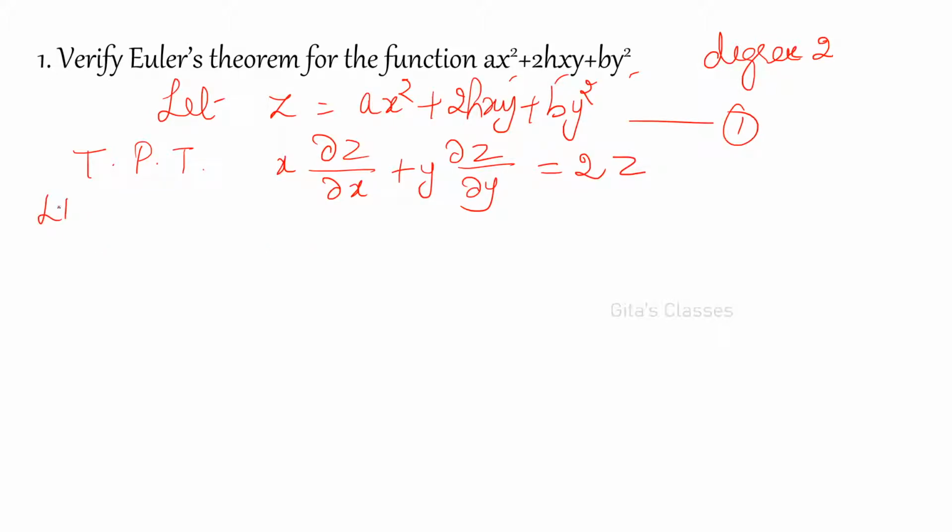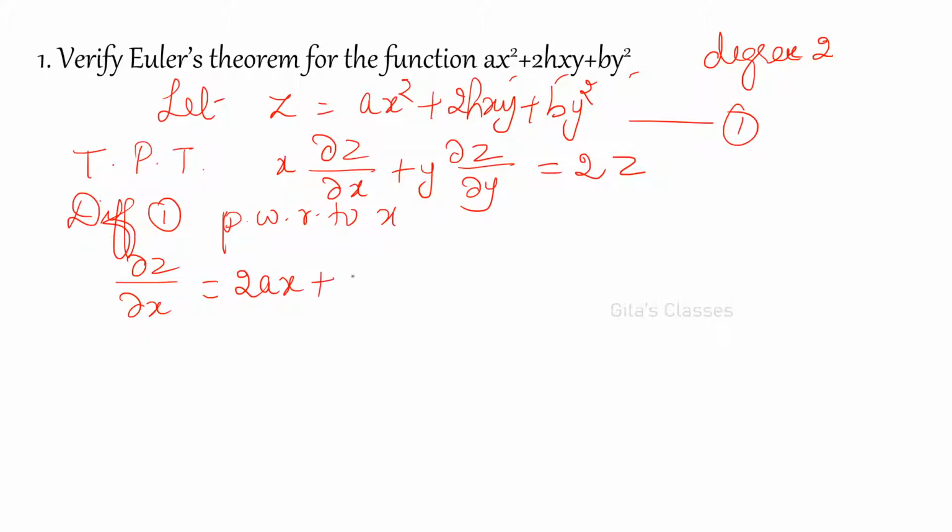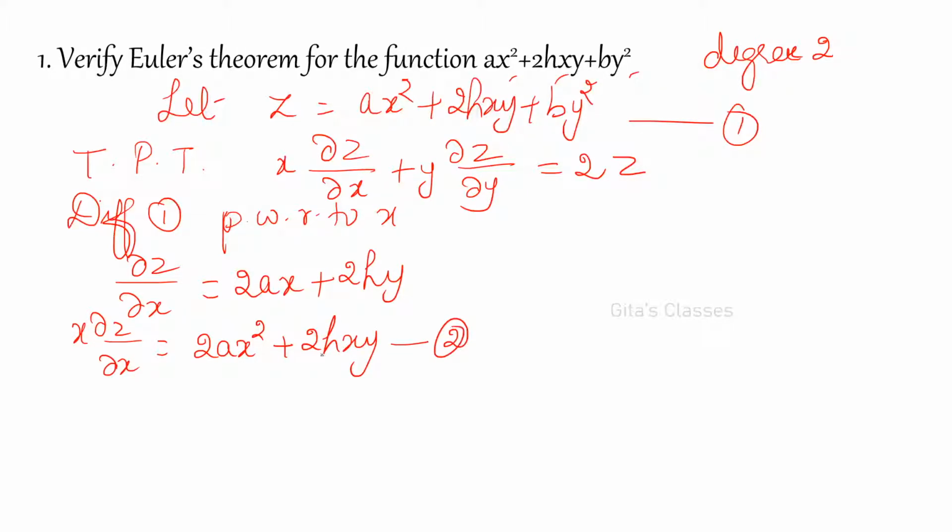Okay. Now consider LHS. Before that, let us find out dou z by dou x and dou z by dou y separately, differentiating one partially with respect to x. What will you get? Dou z by dou x is equal to 2ax, right, plus 2h, you have to treat y as a constant, so 2hy. The next term will be 0, okay, because you have only y squared. Y is to be treated as a constant. So x into dou z by dou x is equal to 2ax squared plus 2hxy, right? Let this be equation number 2.